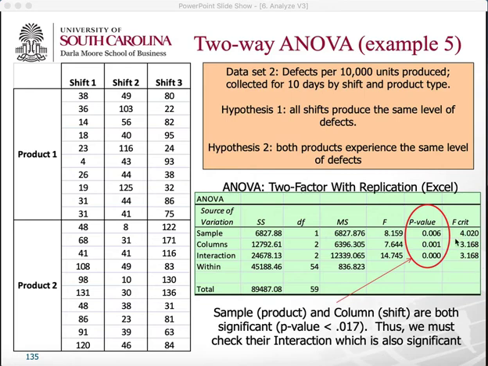We have a sample being significant, right? A p-value lower than 0.17. We know that this makes sample significant. Column is significant as well, less than 0.17. And interaction is significant as well. So all of them are significant, right?